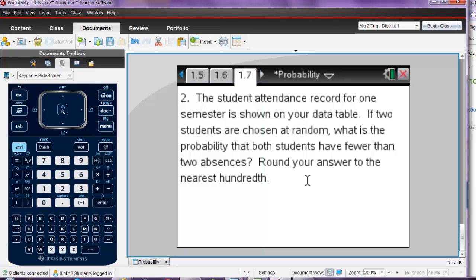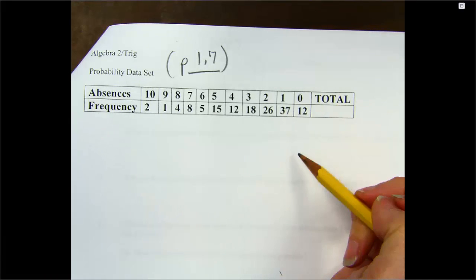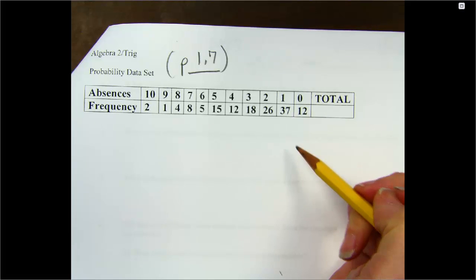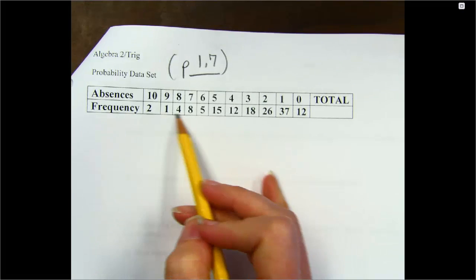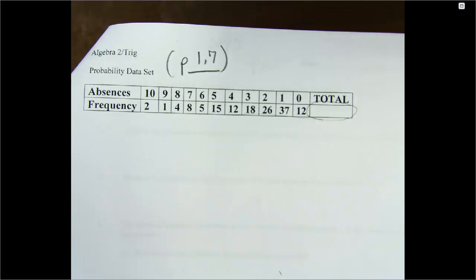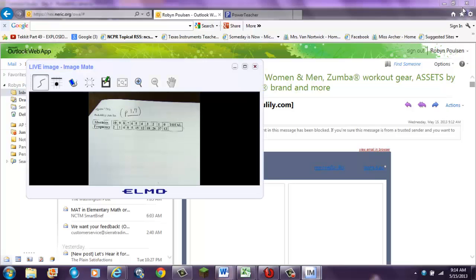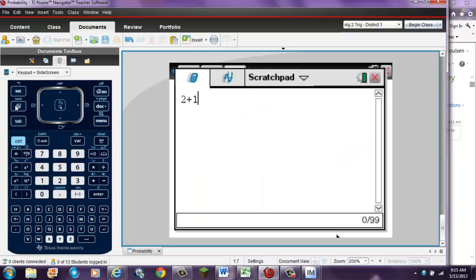So go to your lab packet and that probability data set, and we'll look at it and talk through it. So here's our data set that goes along with page 17 on your Inspire document. And you need to, first of all, add up those frequencies to see how many students we're talking about. So go to your scratch pad on your Inspire and add those numbers up. So just simply add them up. Again, if you're really good at this stuff, you can fast forward and not have to listen.